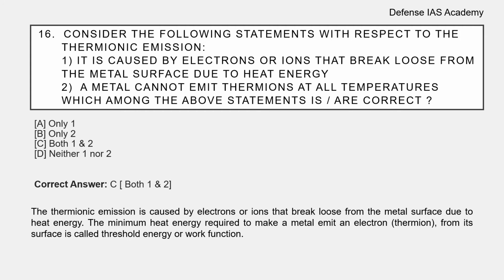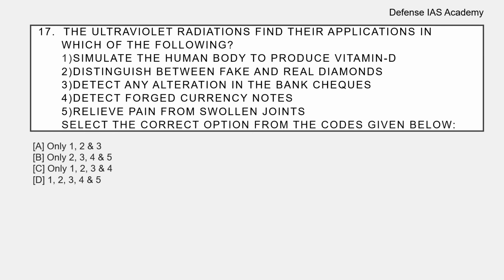The thermionic emission is caused by electrons or ions that break loose from the metal surface due to heat energy. The minimum heat energy required to make a metal emit an electron, a thermion, from its surface is called threshold energy or work function.